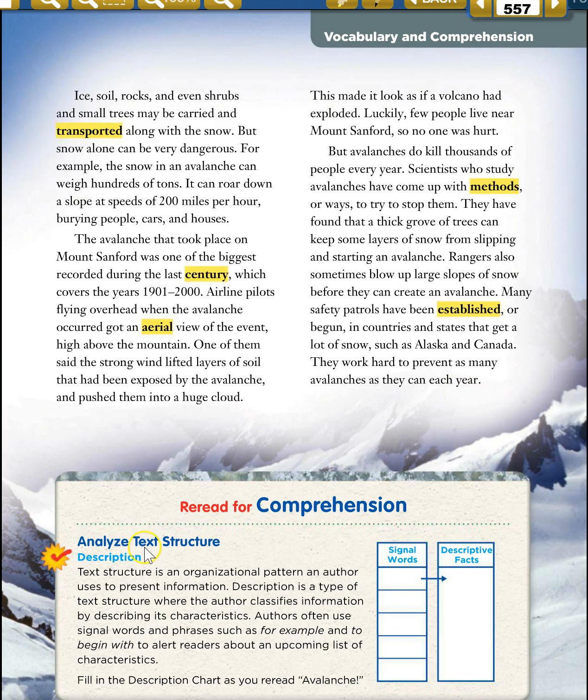Reread for comprehension. Analyze text structure. Description. Text structure is an organizational pattern an author uses to present information. And we've talked about that throughout this year, the text structure, how the author organizes what they've written. Description is a type of text structure where the author classifies information by describing its characteristics. Authors often use signal words and phrases such as, for example, and to begin with, to alert readers about an upcoming list of characteristics.